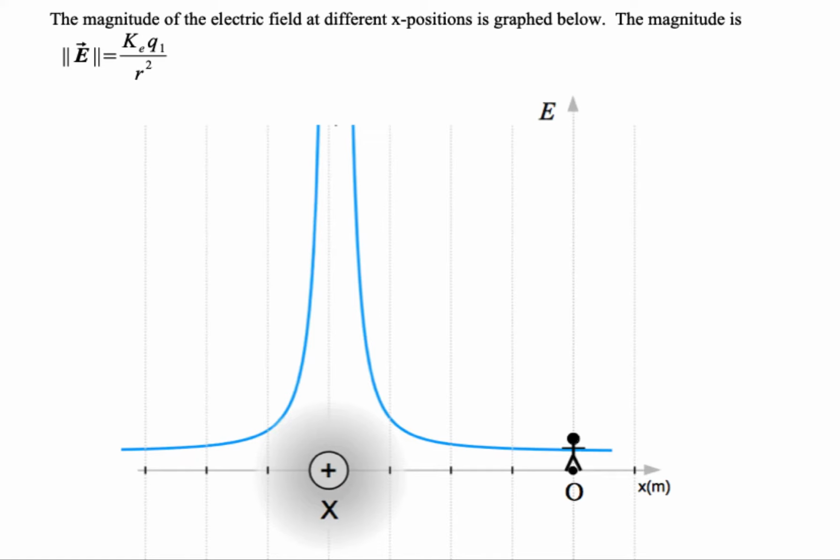This picture shows us what the field strength is like near the charge. It's going to get stronger and stronger as we get closer to that charge, and it'll get weaker and weaker as we get farther away from the charge.